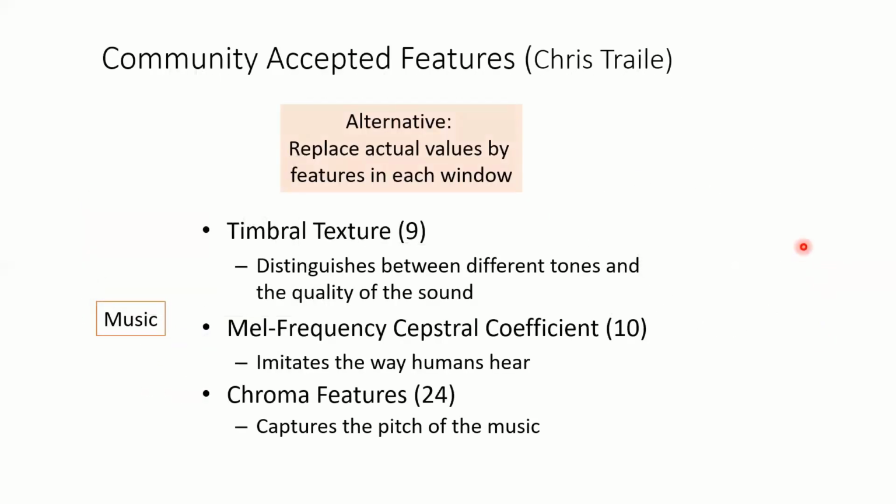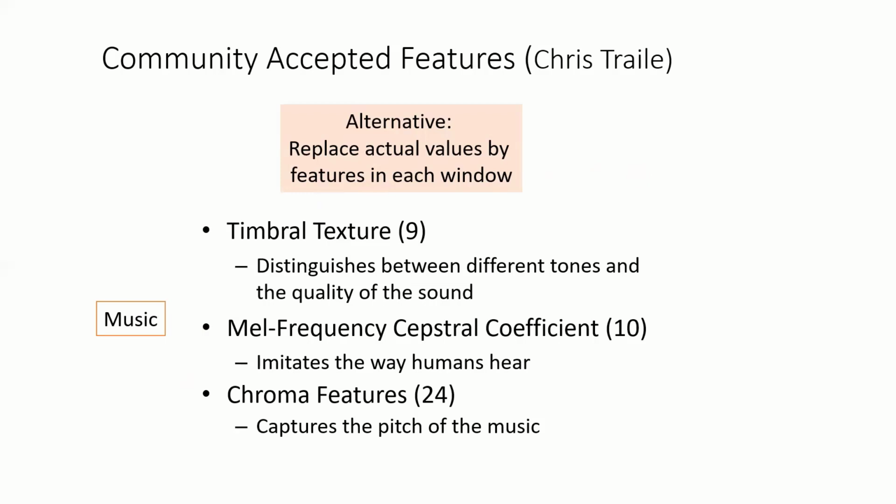An alternative to doing sliding windows with the data that you're provided is to use sliding windows of community accepted features. So what is that? The idea is, instead of using the actual values from, let's say, the original time series, to use values or features which are more informative in each window. For example, in music, one can use things like timbral texture, which is a distinguishing factor between tones and the quality of sound. One can use things like Mel frequency cepstral coefficients, which are an imitation of what the human ear captures, and then things like chroma features that have to do with pitch. All of these are different community accepted features that one can use in lieu of the raw signal values.